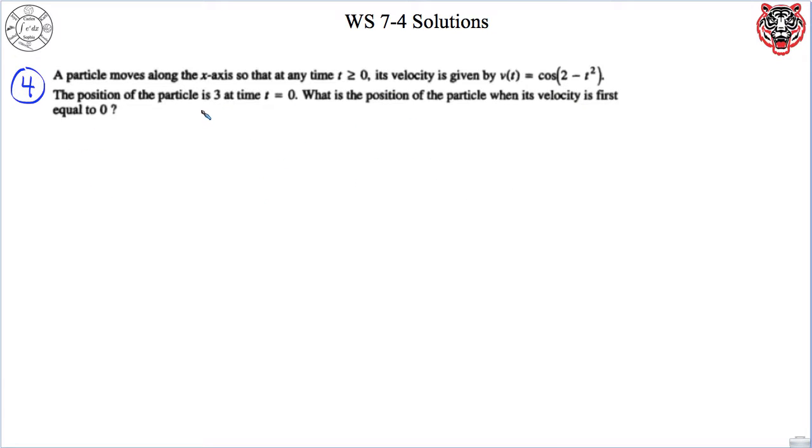We're on to number 4. I consider 4 to be the hardest problem on the homework, and it is the most like an AP test. You would see this question on an AP test. The tricky part about this one is it doesn't just tell us what time to look for, it tells us it's just the time when the velocity is first equal to 0. We don't know when that time is. So first we need to find that. How do we do that?